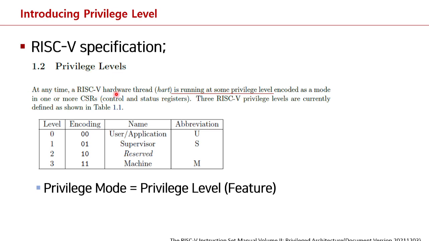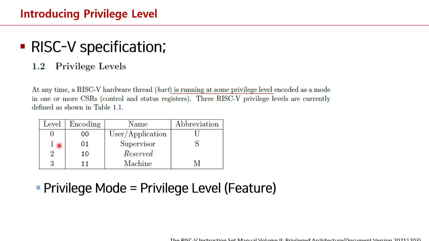At any time, a RISC-V hardware thread, called a hart, is running at some privilege level encoded as a mode in one or more control and status registers. This table outlines the privilege levels in RISC-V architecture. The lowest privilege level is privilege level 0, and privilege level 0 corresponds to the user mode in RISC-V architecture. In the user mode, the user application is executed.